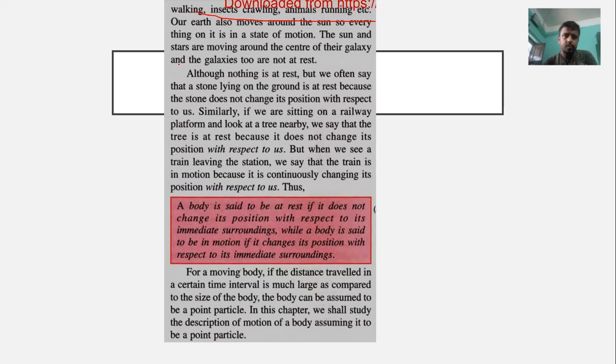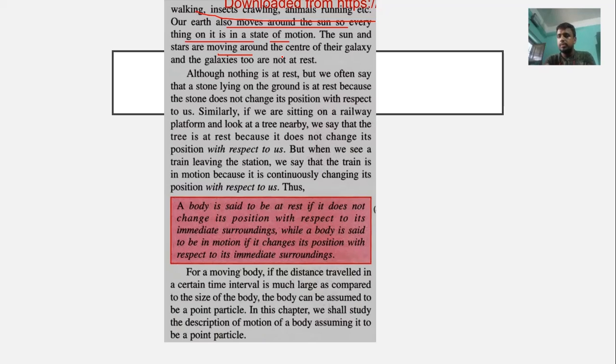Our earth also moves around the sun, so everything on it is in a state of motion. The sun and stars are moving around the center of the galaxy. So the sun is also not stable. And the galaxies too are not at rest. Galaxies are also moving around, suppose, a black hole.